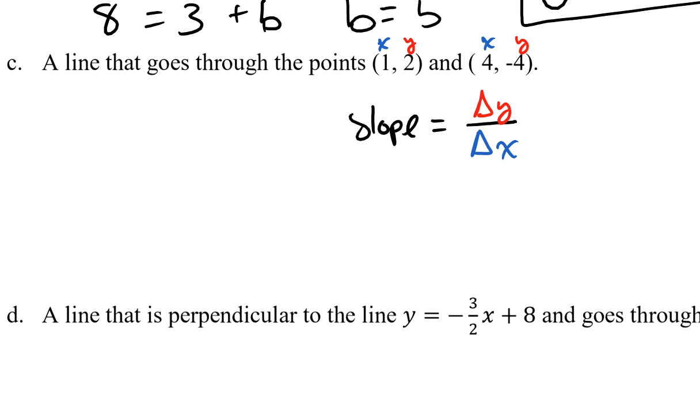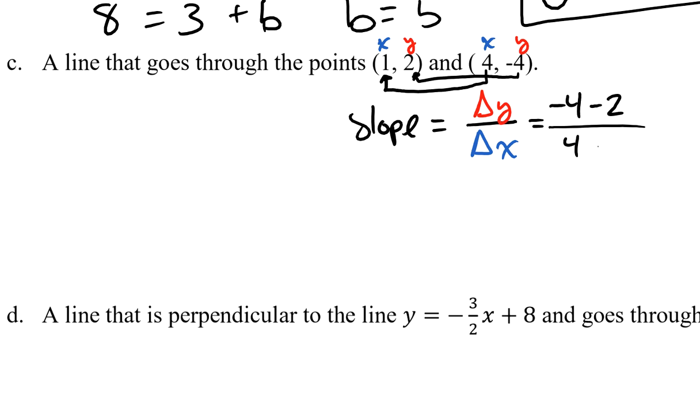It's important to remember the order in which you do the subtraction. It doesn't really matter as long as you're consistent. So what I'm going to do is start at this point and then go to here. So I'm going to say, what is -4 minus 2? That's the change in my y's. And then I'll do the same thing for my x's. I'm going to go 4 minus 1.